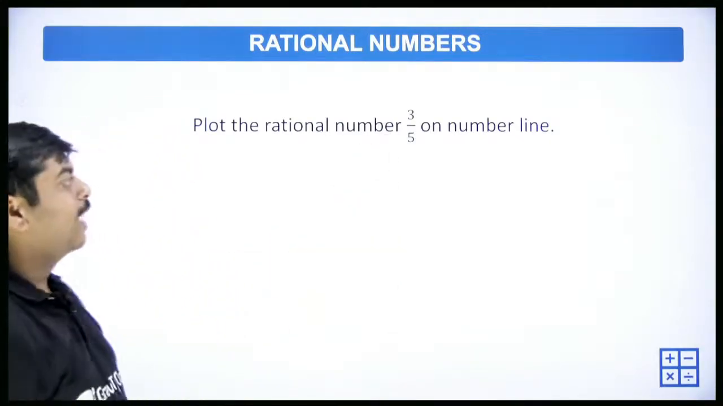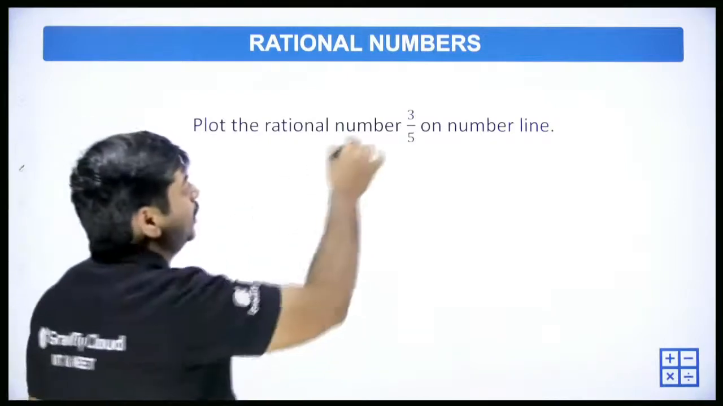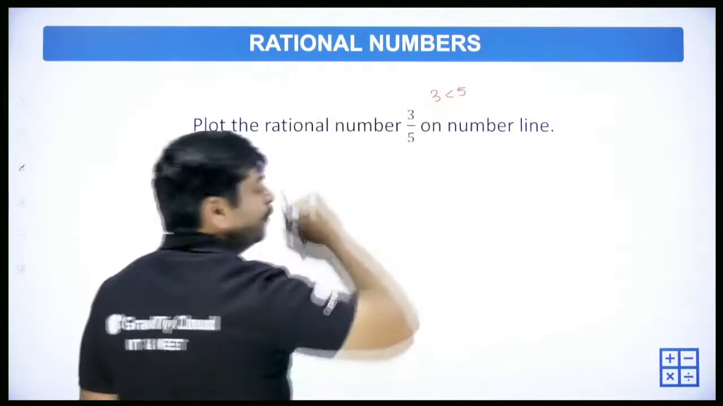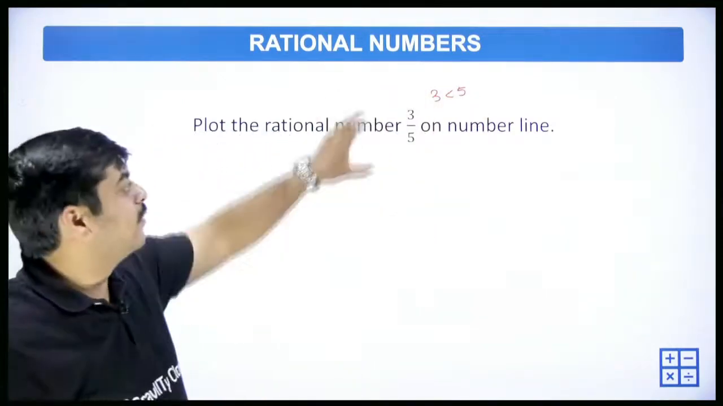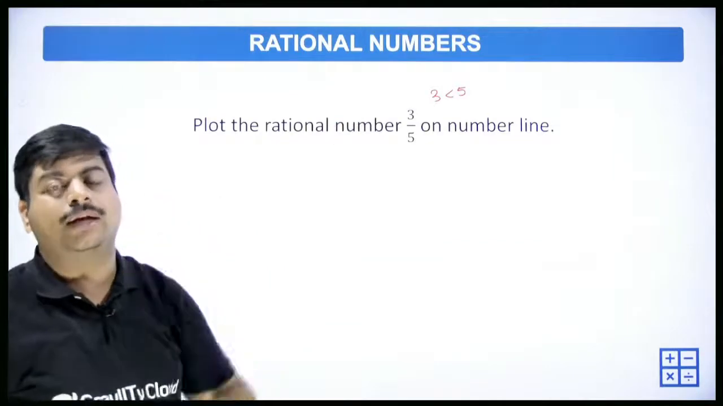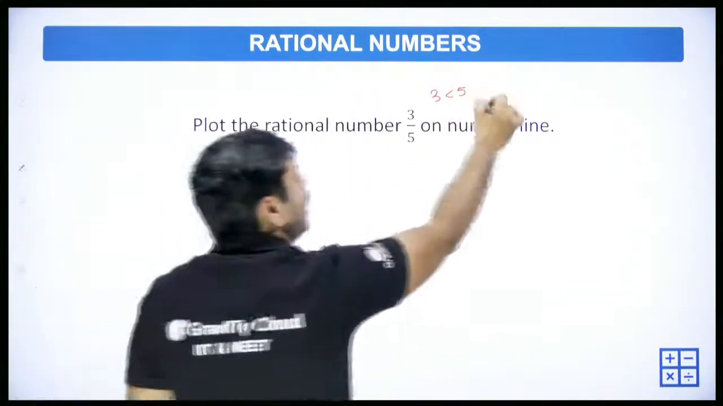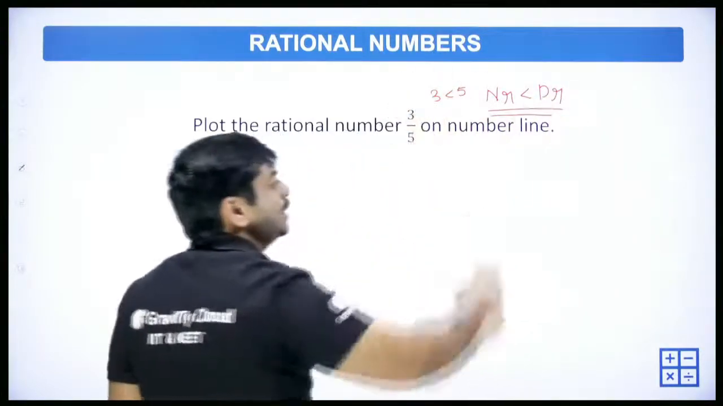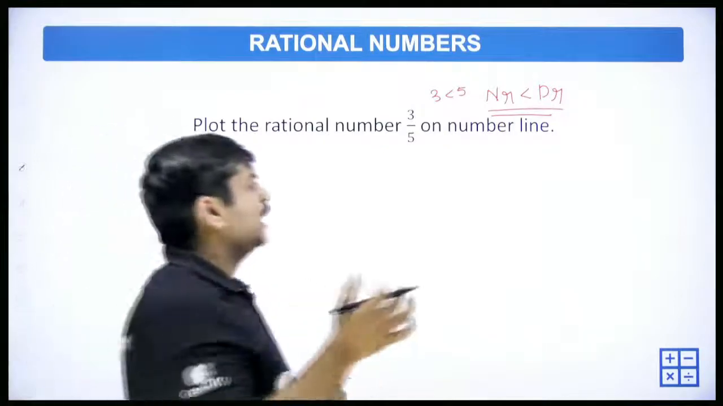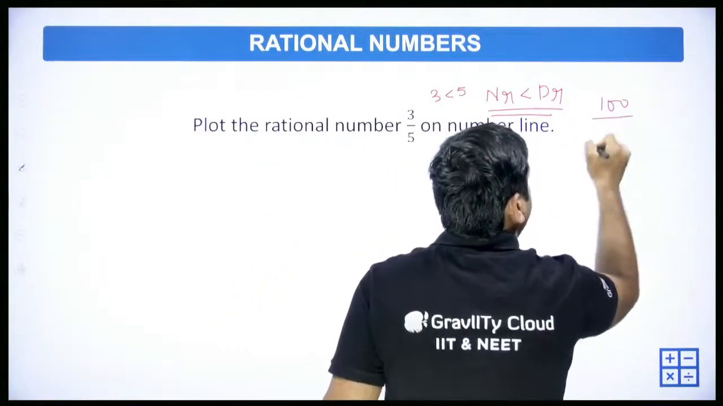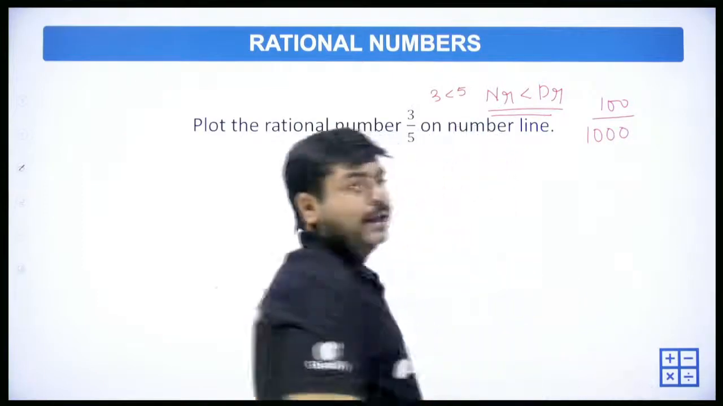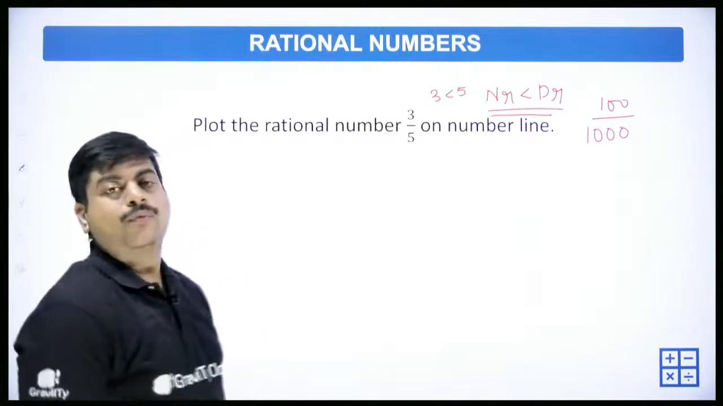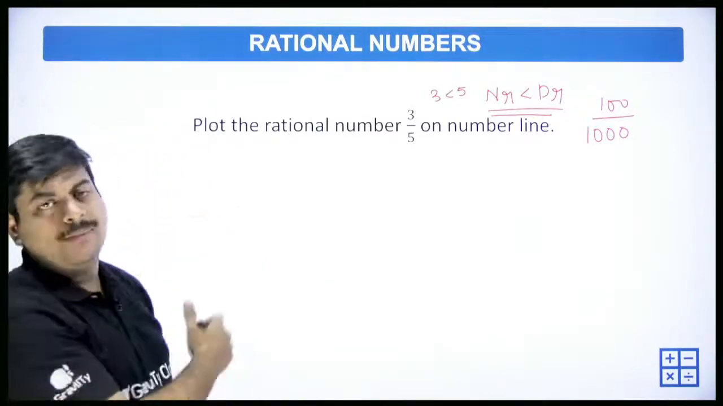So what to do for 3 by 5? As 3 is less than 5, if you can remember from fractions, this value will be between 0 and 1, because the numerator is less than the denominator. Any number of that kind, like 100 by 1000, where the numerator is less than the denominator, is always a value between 0 and 1. Positive. If it is negative, between 0 and minus 1.